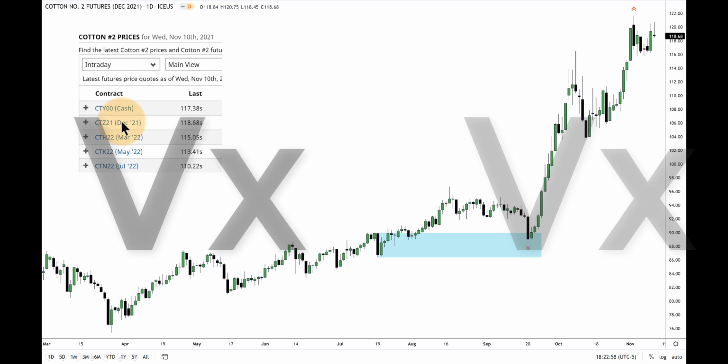So nearby contract at the time of this recording, which is November 10th, 2021, is the nearby contract, December 2021. And its price is listing at 118. And then March is next month out, and it's 115. And the next month out after that is May 2022, and it's 113. Notice that we're seeing higher prices right now, and it gets cheaper as it goes around into the future. That's an inversion. That's backwardization.